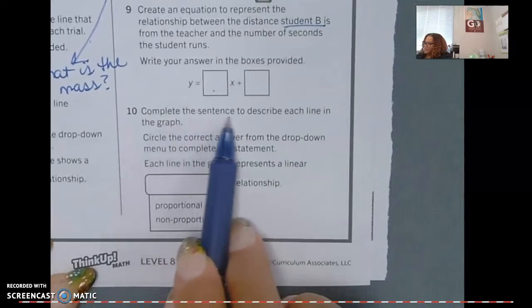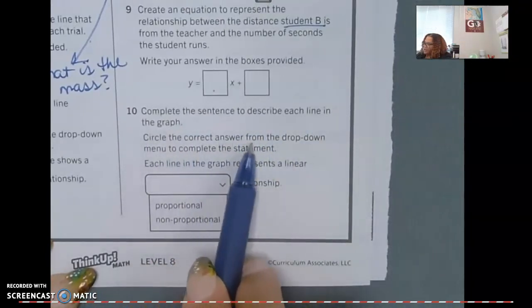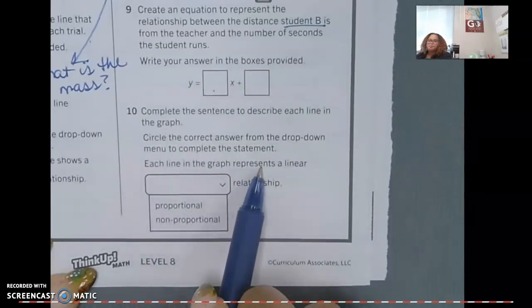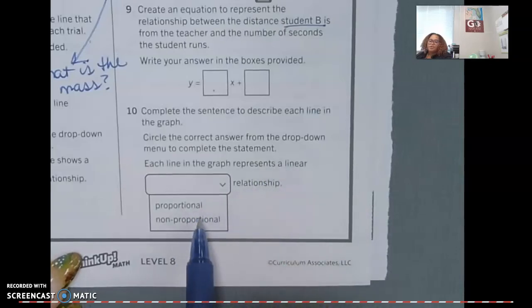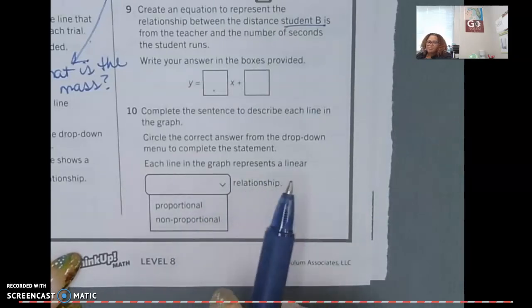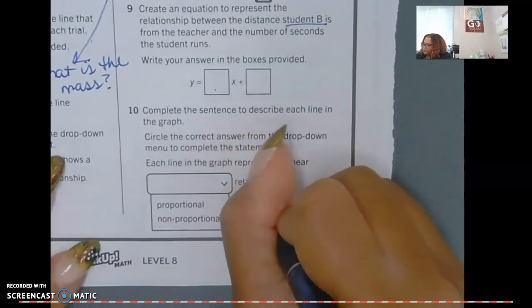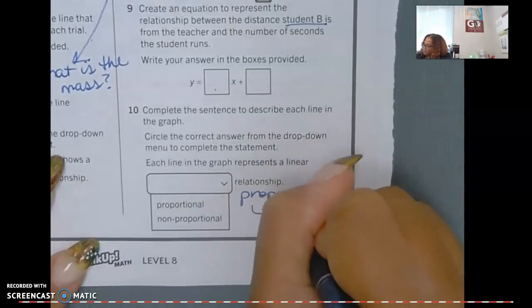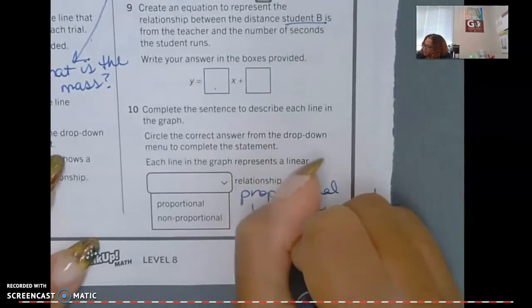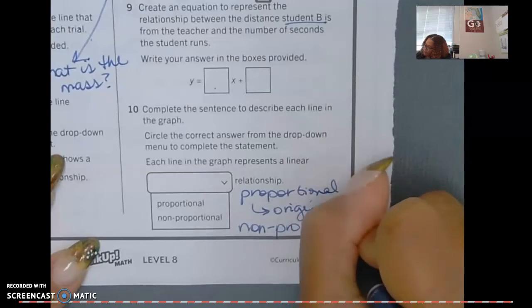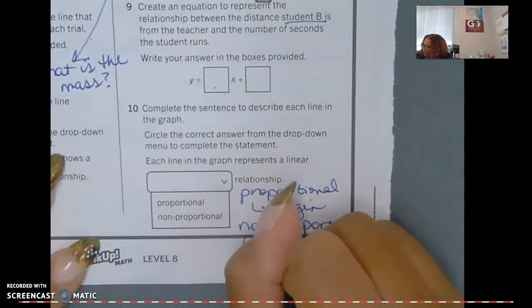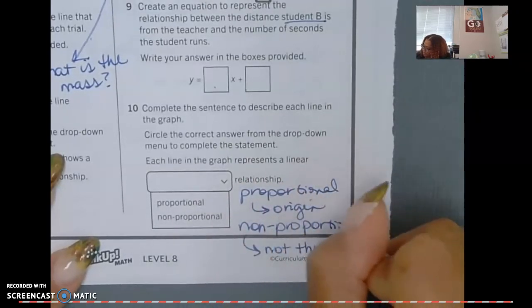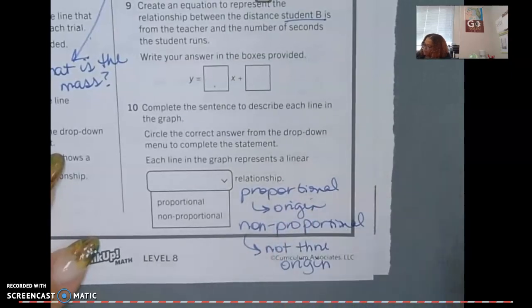Lastly, they want to know, complete the sentence to describe each line in the graph. Circle the correct answer from the drop-down menu to complete the statement. Each line in the graph represents a linear, proportional, or non-proportional relationship. You choose. Remember, proportional goes through the origin. Non-proportional does not go through the origin. Good luck.